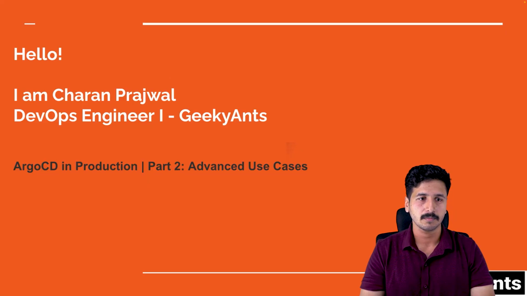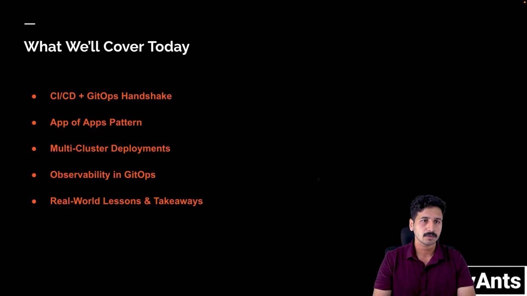Today, this is the second part of the Argo series where we cover the production use cases, how we can use ArgoCD in production and the GitOps patterns. Let's get started. So what we are covering today, we'll start with the CI/CD and GitOps handshake.